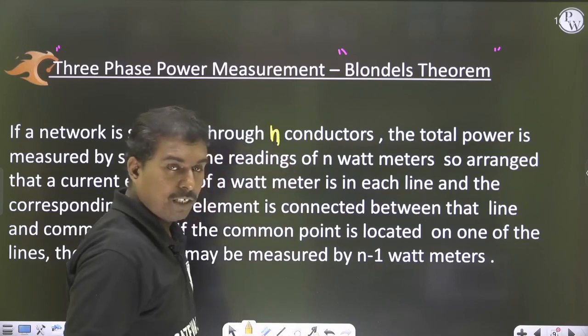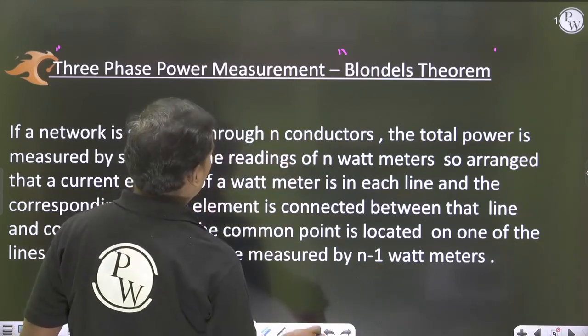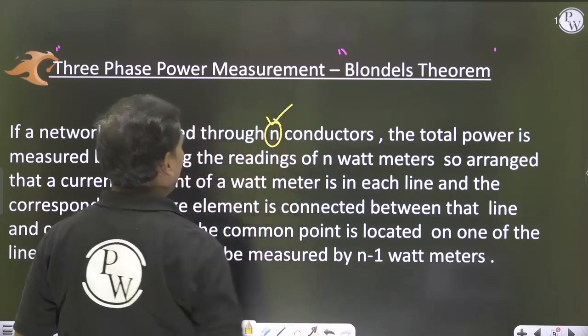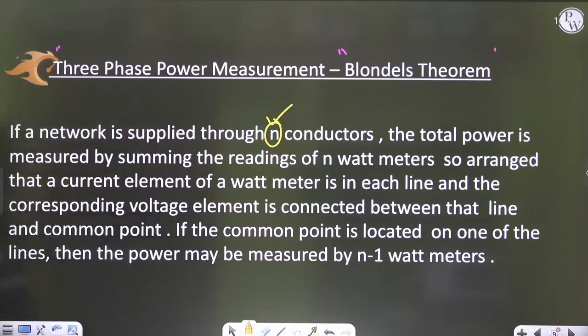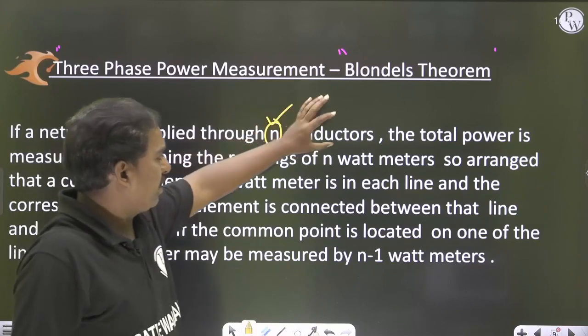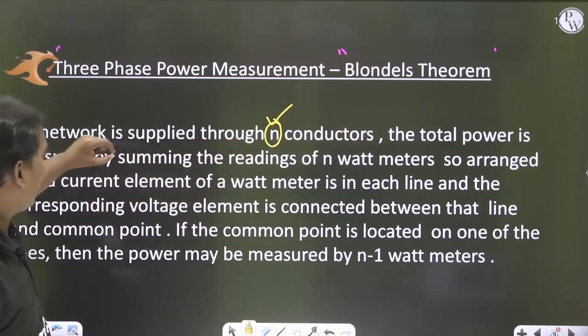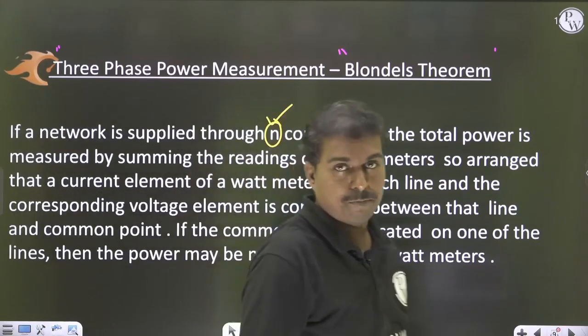N conductors. Number of conductors. It can be 3 or 4 or 2 or 3. If a network is supplied through n conductors, the total power is measured by summing the readings of n wattmeters.